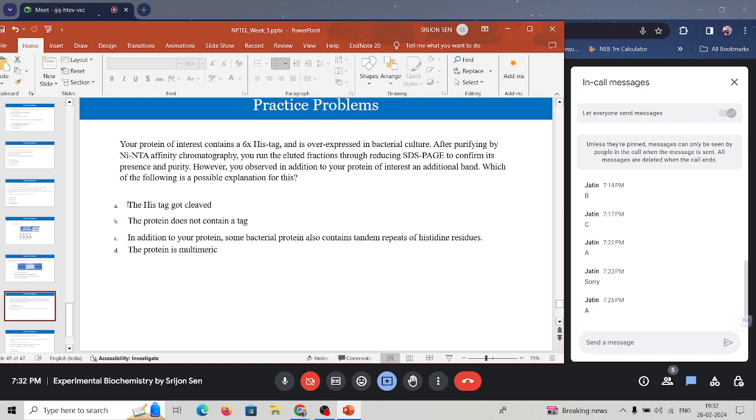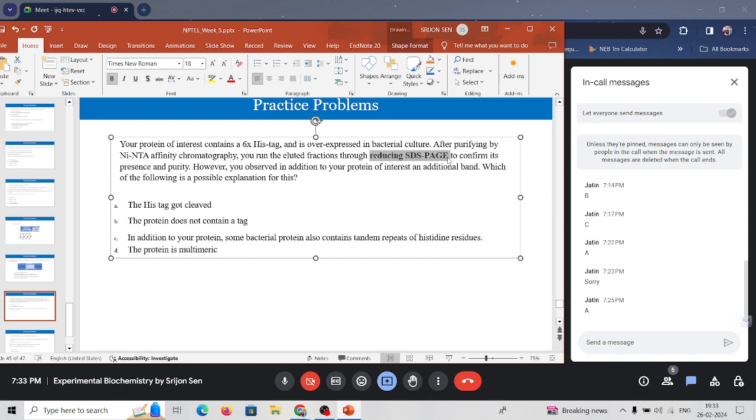But even if your His tag gets cleaved, it is just 6 amino acids. That counts for about 660 daltons, that is 0.66 kilodaltons. That is sometimes not observed in a gel image. You cannot tell that that particular thing has cleaved. Your protein does not contain a tag: that is not correct. Your protein is multimeric: that is also incorrect because you're running a reducing SDS-PAGE.